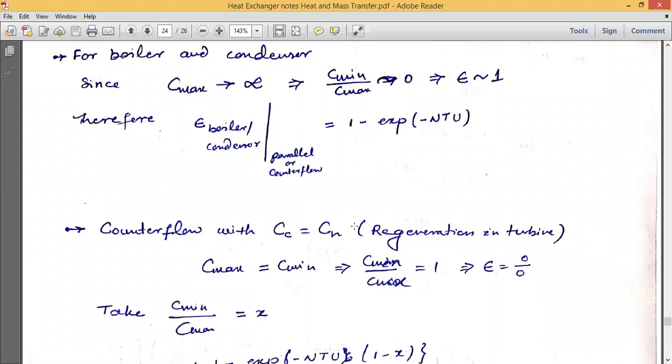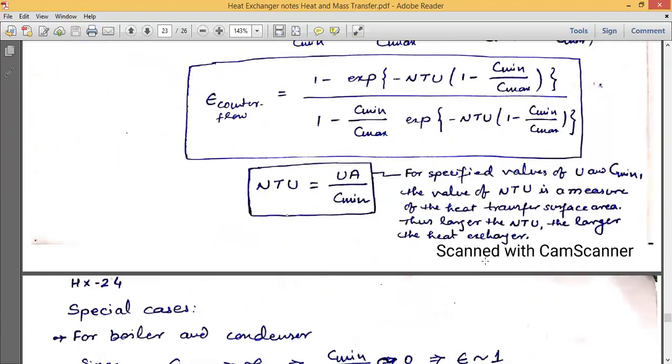So the heat capacity rate remains the same. Also we had the assumption of a constant heat capacity rate. So overall Cc is equal to Ch. In that case, if Cc is the minimum, then Ch will be the maximum, and both are equal. That means C minimum and C maximum will become equal, and the ratio will become 1. In that case, if we substitute C minimum upon C maximum equal to 1, then we will get 1 minus 1 equal to 0, and e to the power 0 is equal to 1.